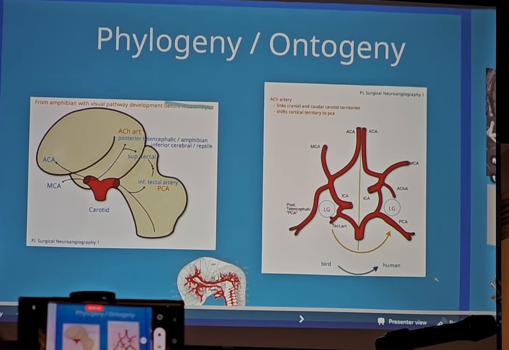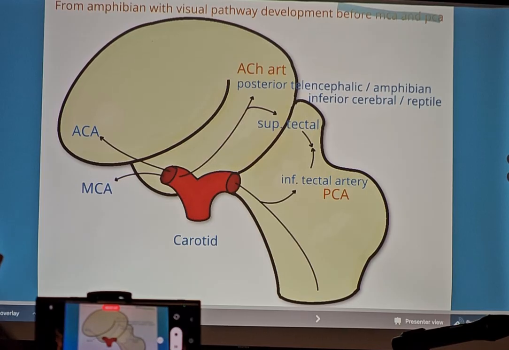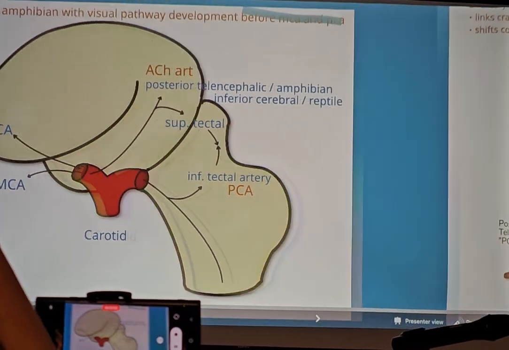So you've seen these pictures. Let's start with this one. And this is at the stage of the amphibian, right? So we don't have a visual cortex yet. And the carotid divides into its 2 main branches, the cranial division and the caudal division. There's no middle cerebral artery yet.